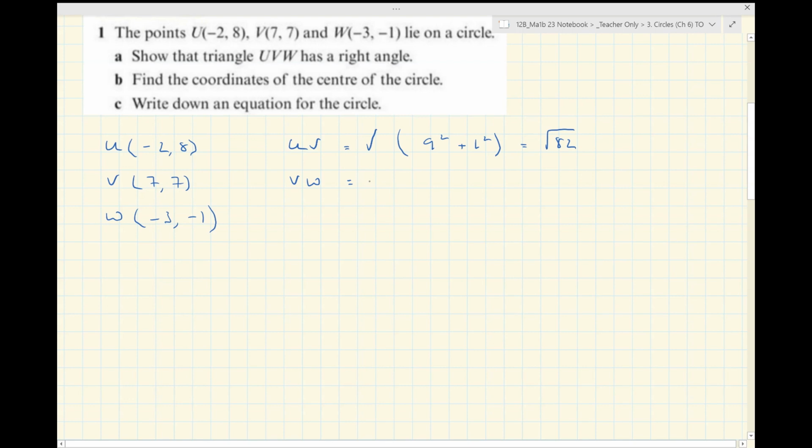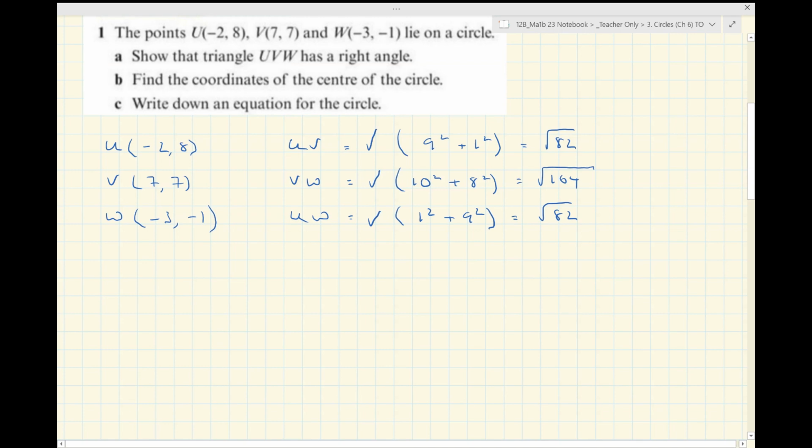VW will be the square root of the difference between 10 and minus 7 and minus 3 squared, and the difference between 7 and minus 1 squared, which will be the square root of 164. And UW, the last side, will be the square root of the difference between minus 2 and minus 3, so that's 1 squared, plus 9 squared, which is the square root of 82. So that's the three side lengths.